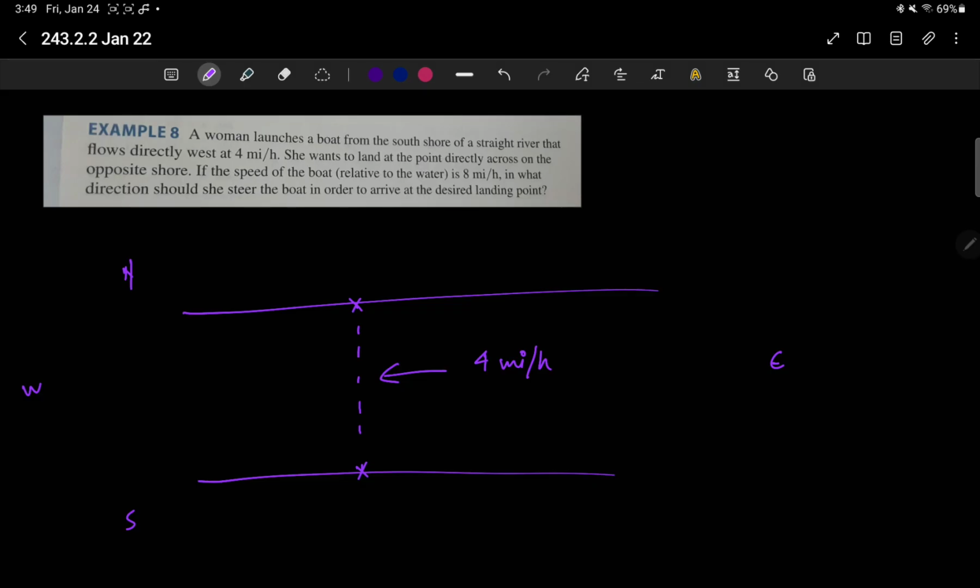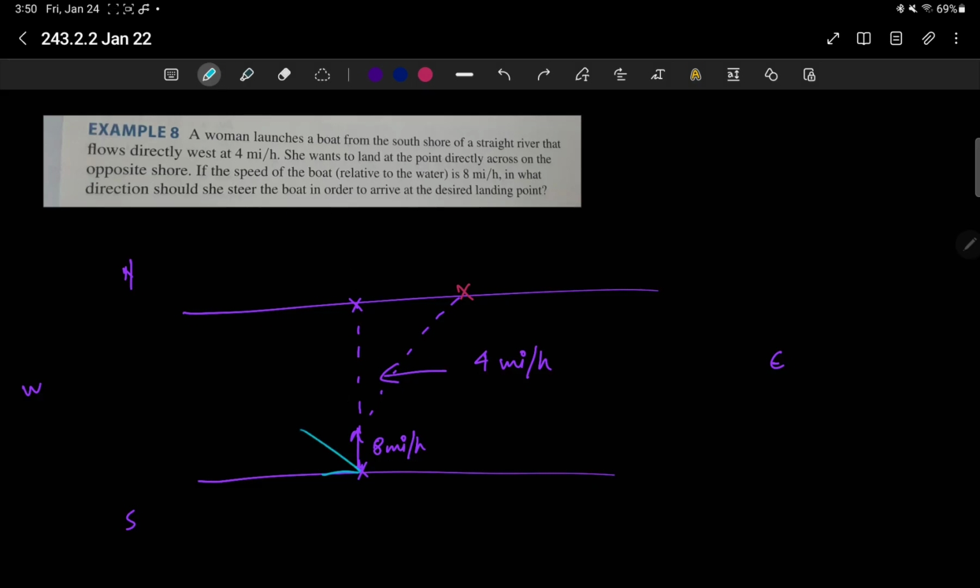The speed of the boat relative to the water is 8 miles per hour. What does this relative to the water mean? It means that when it is sailing, that's what the speed of the water is. So if there was nothing going on, then it would be going at 8 miles an hour. So we've seen this in the poll question from the last lecture, is if you go straight, it's going to end up here. But if you sail straight, you're going to end up at the red spot.